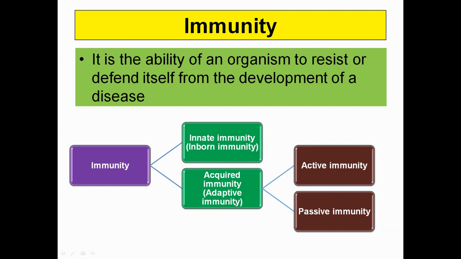Now come to immunity. What does immunity talk about? It is the ability of an organism to resist or defend itself from the development of a disease. We have two types of immunity, innate and acquired. Innate immunity is immunity by birth, and acquired is the kind of immunity which is gradually developed in the human body. It can be active or passive. We will talk about them one by one.